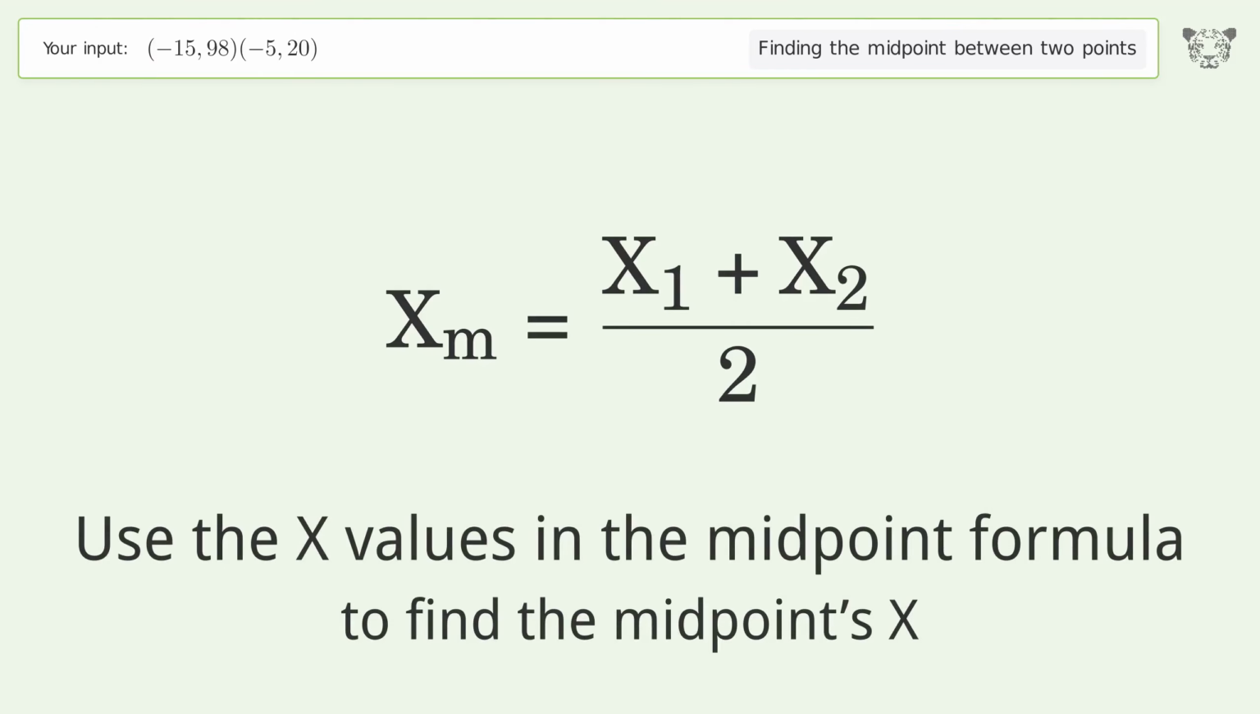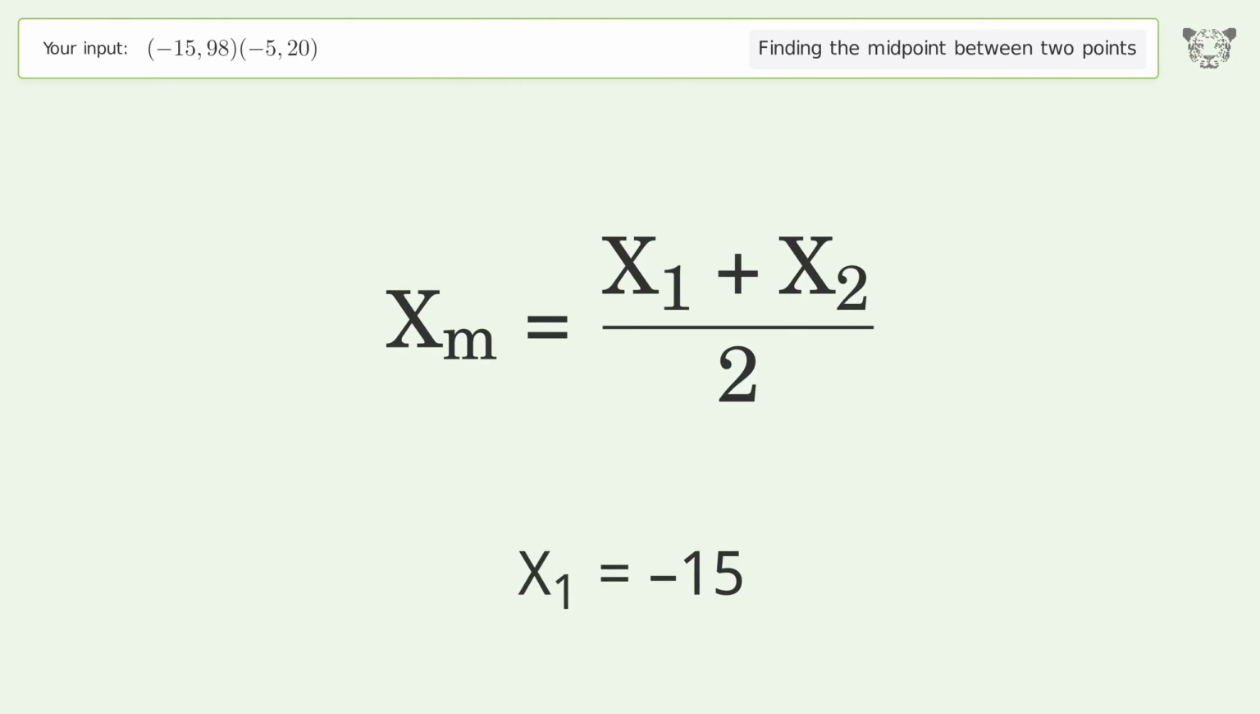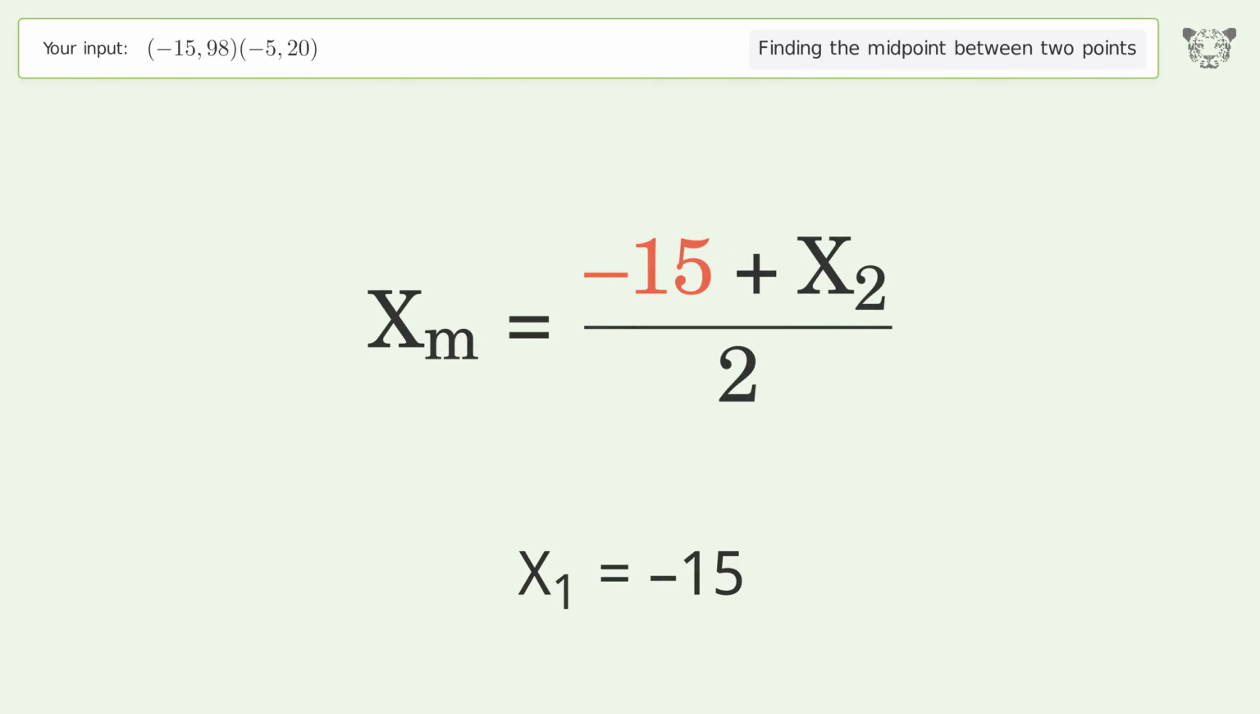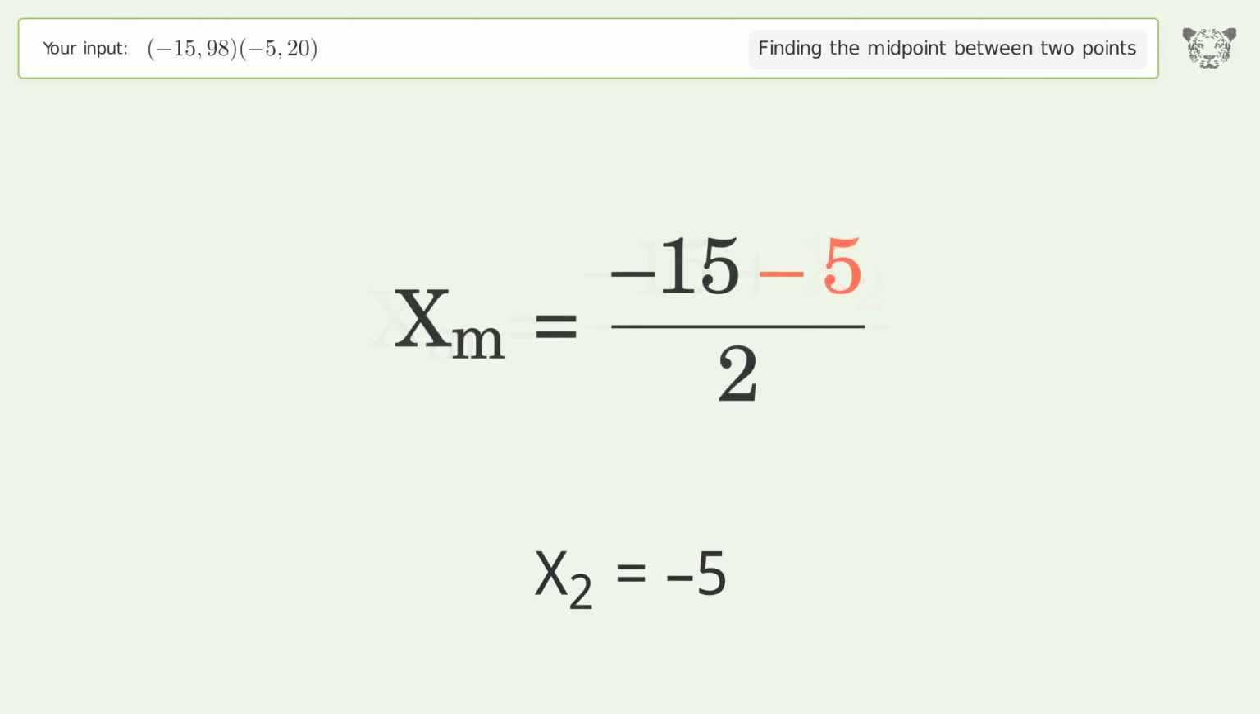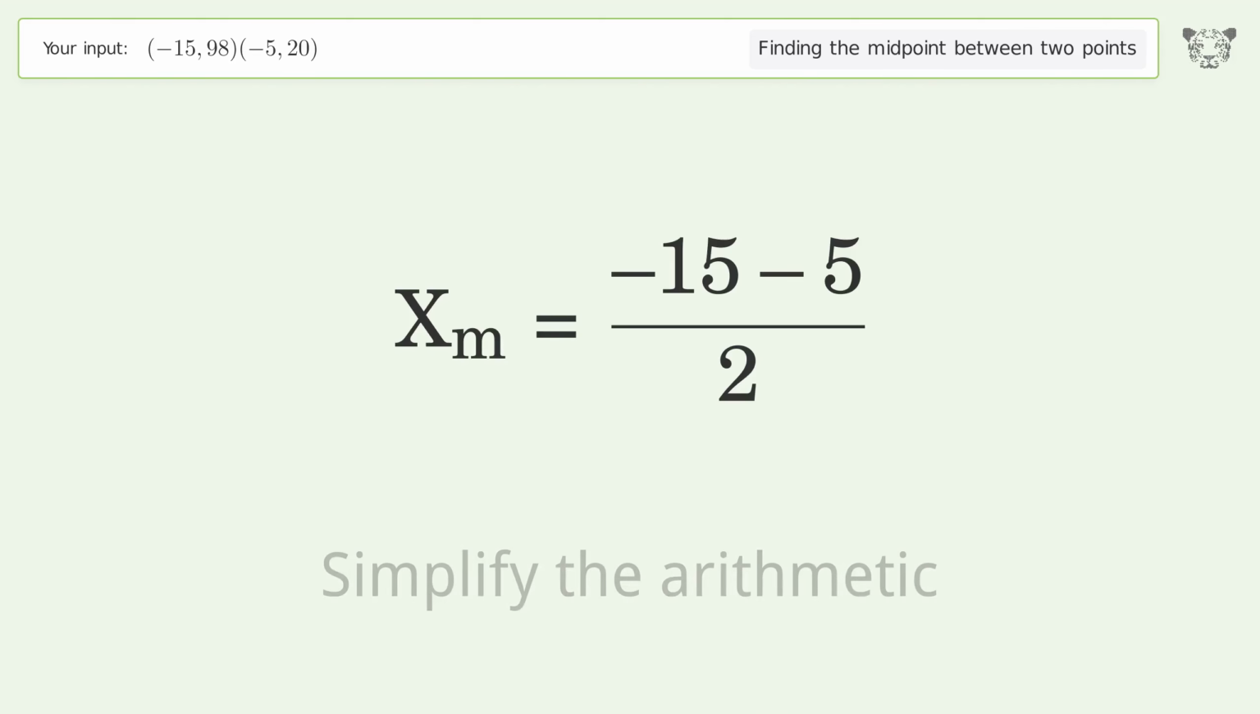Use the x values in the midpoint formula to find the midpoint's x. x1 equals -15. x2 equals -5. Simplify the arithmetic.